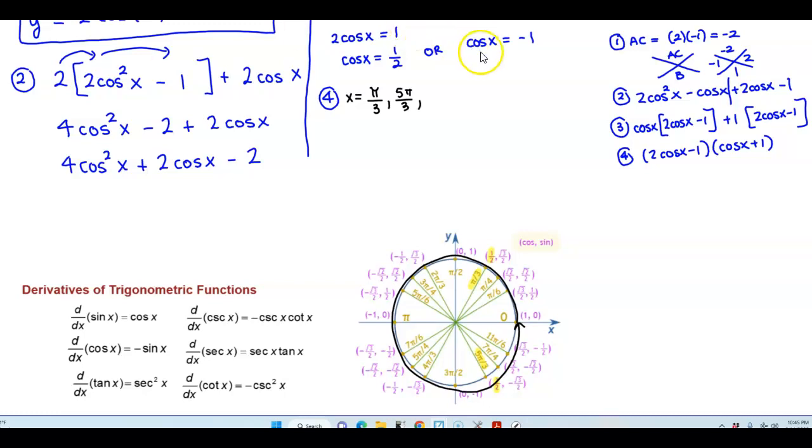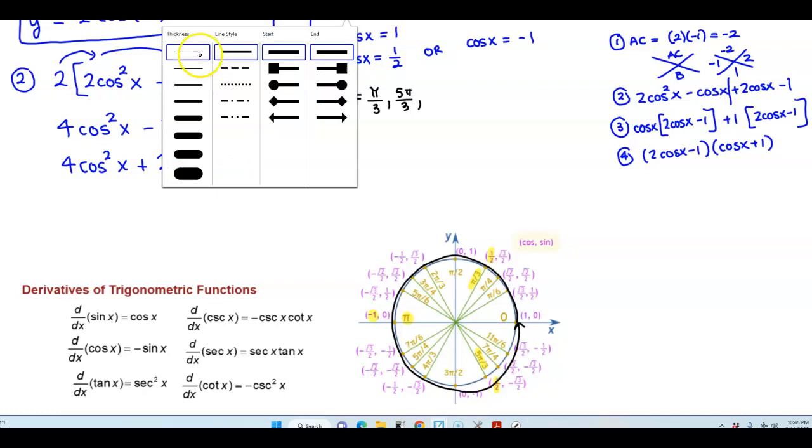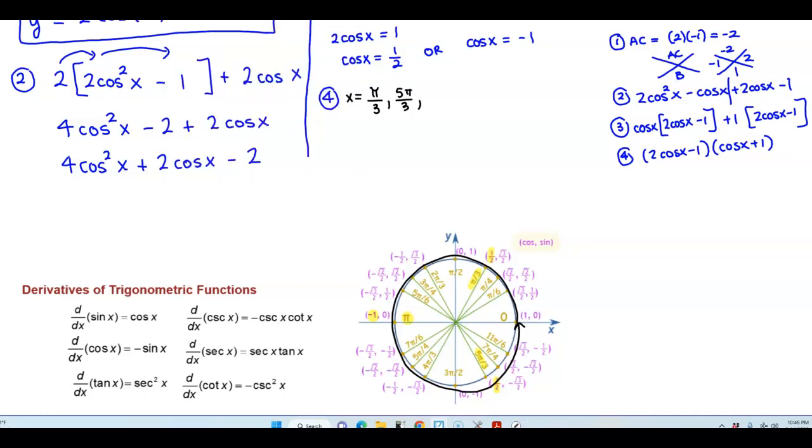Okay, and then we've got to figure out what is the angle for when the x-coordinate is -1. So let's take a look at that. Where do we have an x-coordinate of -1? We can see it's here, so it has an angle of pi. So therefore, our answers are pi over 3, 5 pi over 3, and then pi. And if we want to put it in the correct order, then x is equal to pi over 3, pi, and then 5 pi over 3.